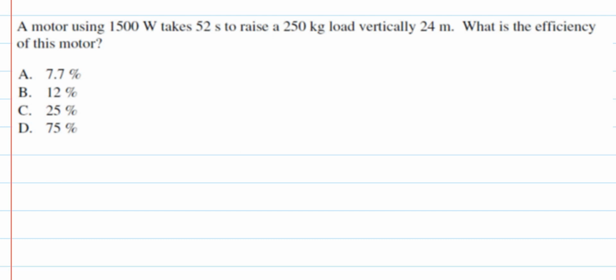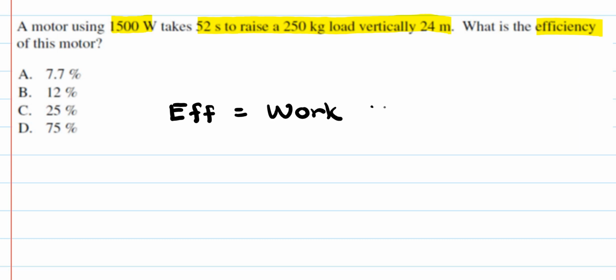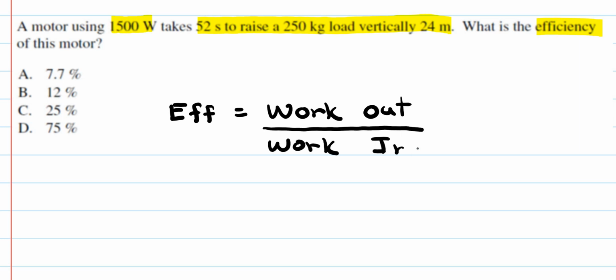In this first problem, we have a motor using 1,500 watts. It takes 52 seconds to raise a 250 kilogram load vertically 24 meters, and we want to find the efficiency of this motor. Based on the previous slide, we know that efficiency is equal to the work output, I'll just say work out for short, divided by the work in. We have to figure out what the work output is and what the work input is for this particular problem.